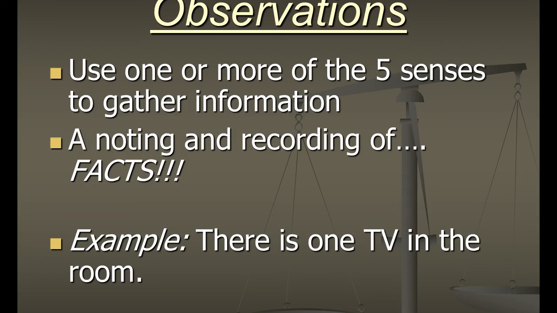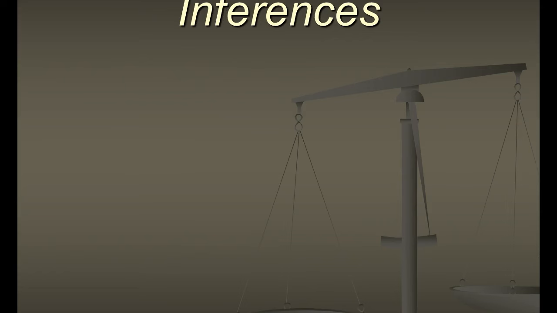Let's get started. All right, we know observations. We learned this when we were itty-bitty. It's when we use one or more of our 5 senses to gather information. It's a noting and recording of facts, not opinion. For example, if you were in my classroom right now, there is one TV in the room. That's a fact. We're using our eyeballs to see that TV.